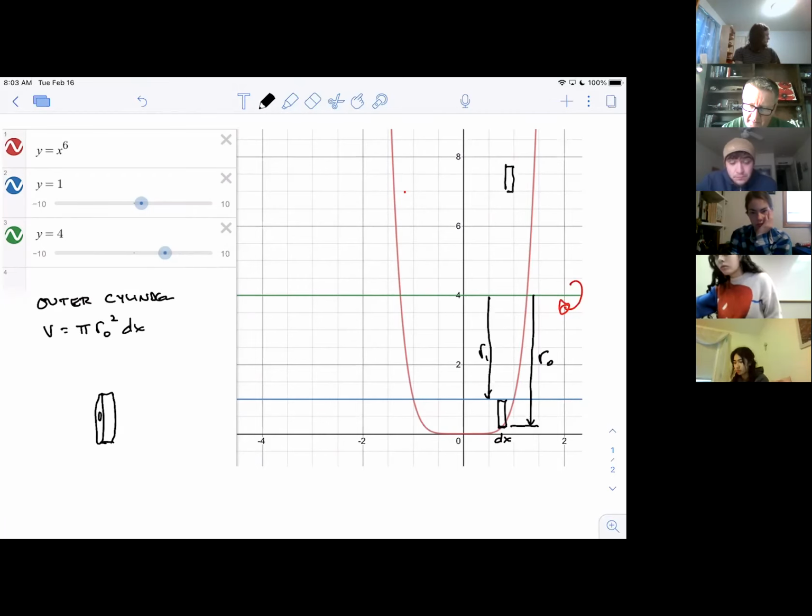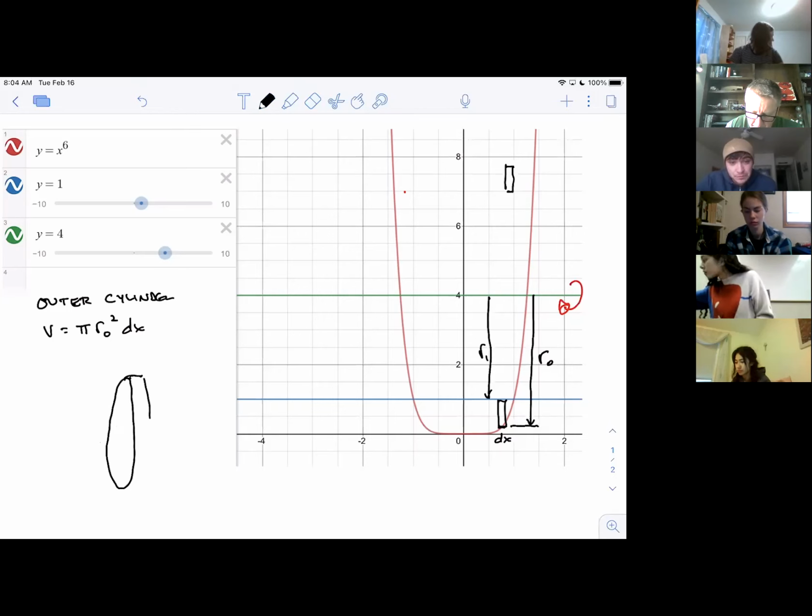If I redraw this over here on the side, a little bit larger. Do you see that as that outer shape? So it's going from the green line all the way up to where it hits the axis, or the red curve. So that's its radius.